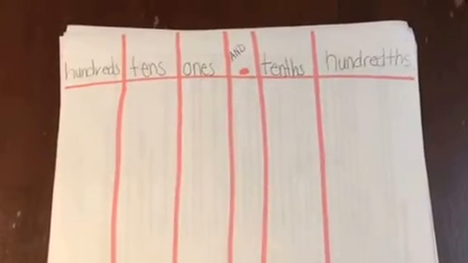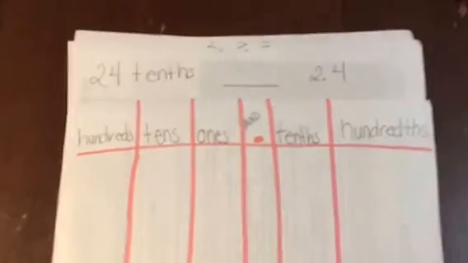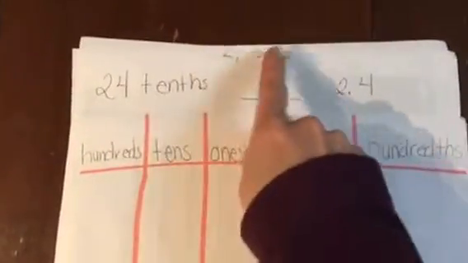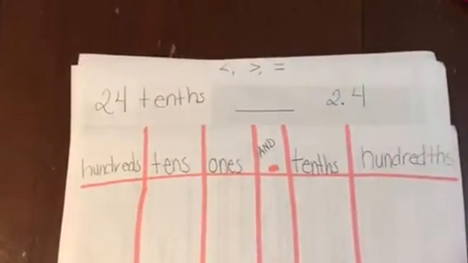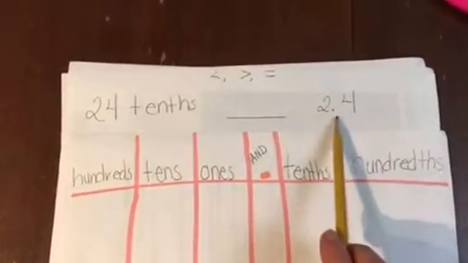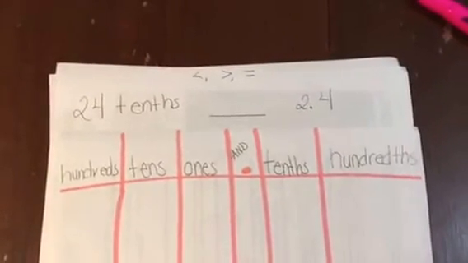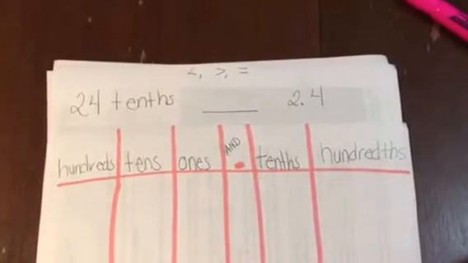All right, we're going to do some comparing of numbers now. We're going to compare these two numbers using these symbols: greater than, less than, and equals to. Go ahead and write down 24 tenths versus 2 and 4 tenths on your scrap paper, and then we're going to plot them. Pause while you do that.